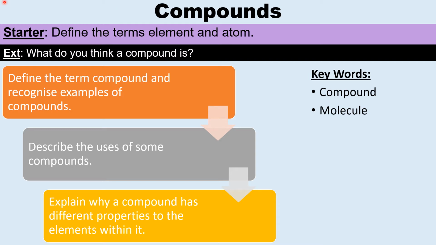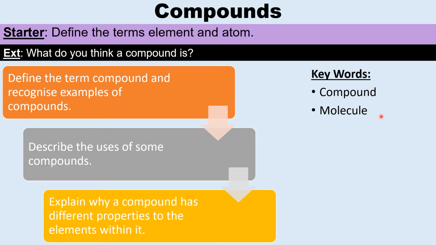Okay, so an element is a pure substance consisting only of atoms that all have the same number of protons in the nucleus. And remember, an atom is the smallest unit of matter that forms a chemical element. So compound is what we're going to look at today, so I won't go through that just yet because we're going to go through it in the next slide.